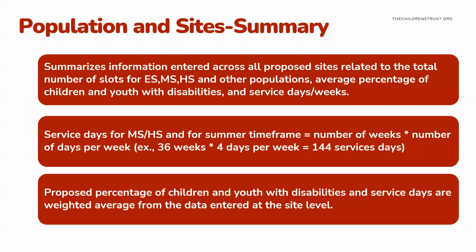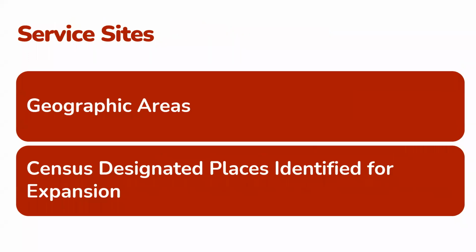Again, we just want to call out that this is a summary table, mostly for internal purposes, but that it's there because if you see it, you're going to want to know where this information is coming from. And then the other piece is that the proposed percentage of children and youth with disabilities and the service days is a weighted average from the data entered at the site level. So again, we really don't expect you to sit there and do these calculations. The system will do it itself. This is more for us to understand at a glance what is being proposed. We still double click into each site and each age group and each time frame. Next slide.